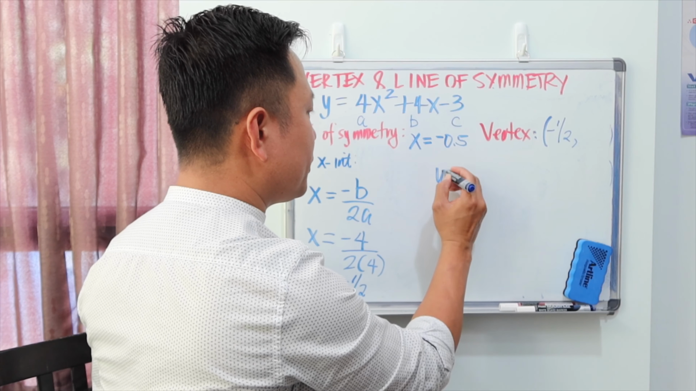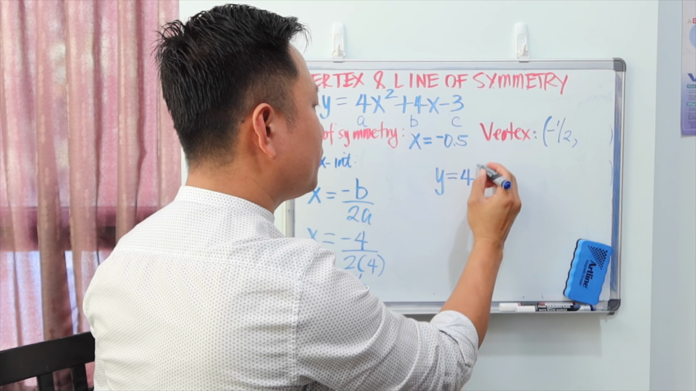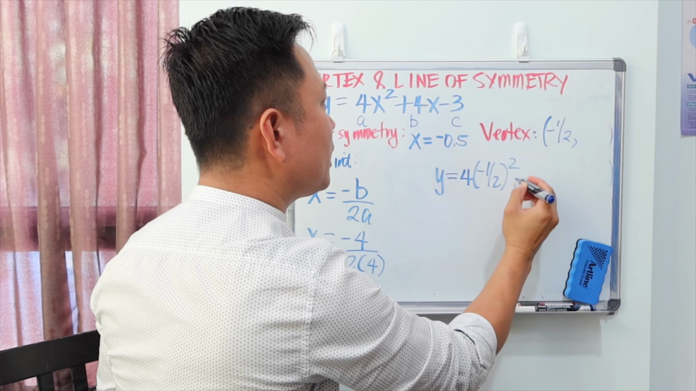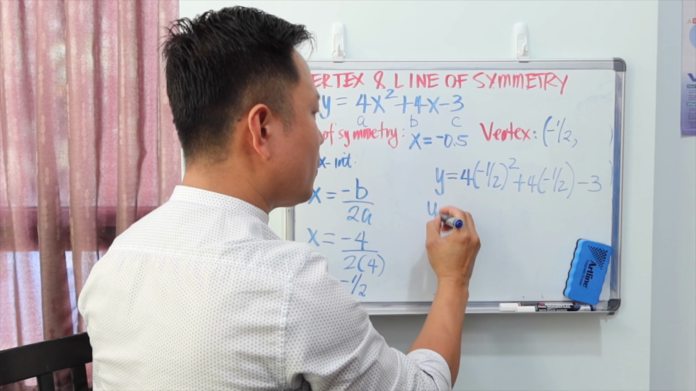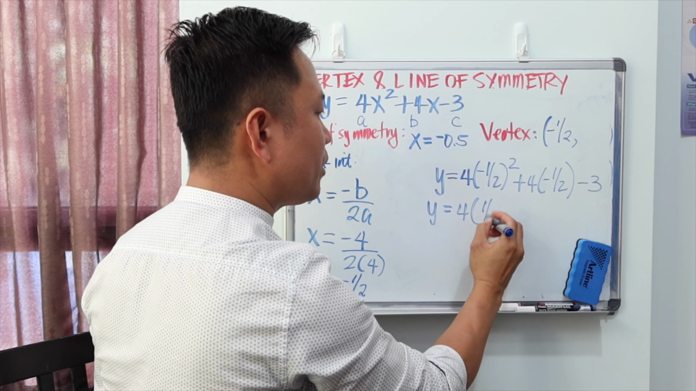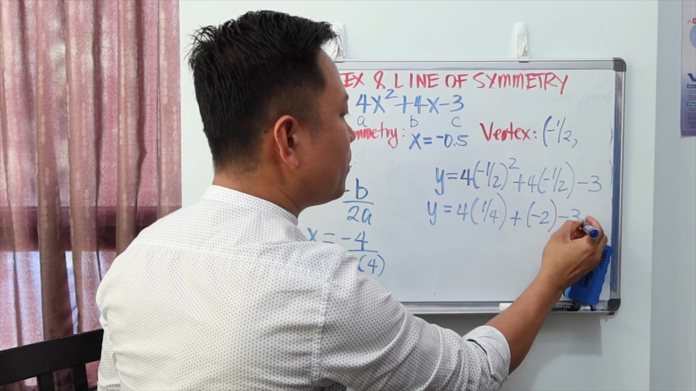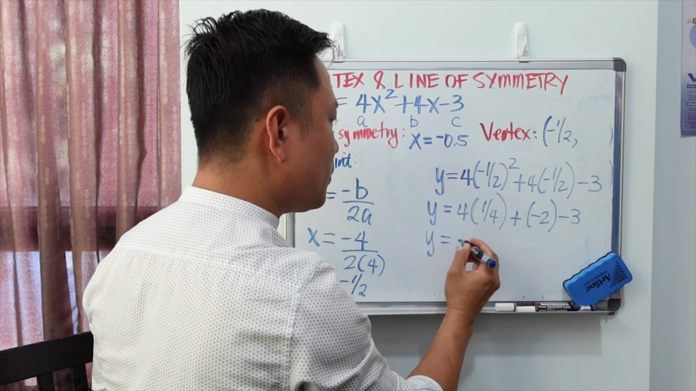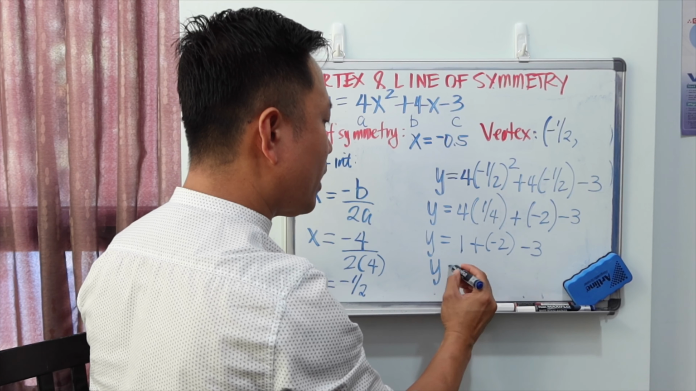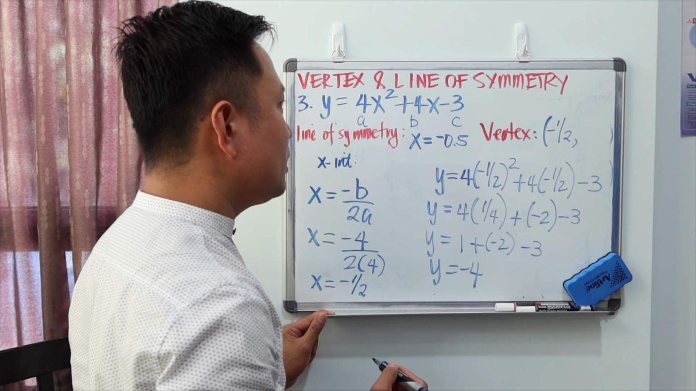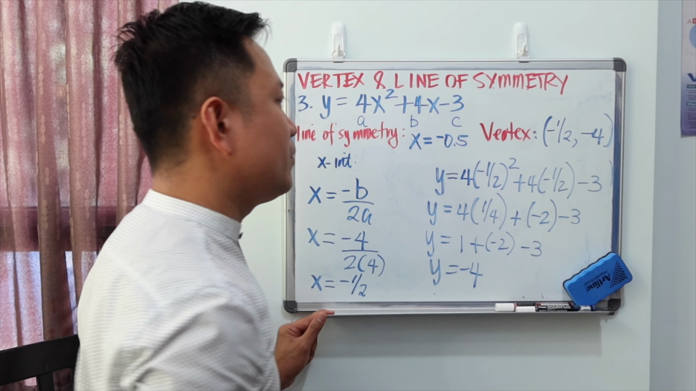And now to get the y-coordinate, we need to plug in negative 1/2 into our quadratic function. So y equals 4 times (-1/2) squared, plus 4 times negative 1/2, and then minus 3. Negative 1/2 squared is 1/4, 4 times negative 1/2 is negative 2, and then we have minus 3. Simplifying it further, we have 1 plus negative 2 plus negative 3. So the y value is negative 4. This means that the vertex of this quadratic function is at (-1/2, -4).